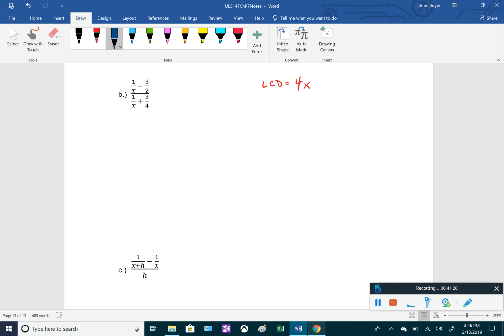Okay, so same concept as last time. What we're going to do is multiply everything by 4x. And then once again, that's going to cancel off every denominator. So technically, we're multiplying by 4x over 4x. It gets distributed to every term in there. So for this first one right here, 4x times 1 over x. The x's cancel and we get 4.